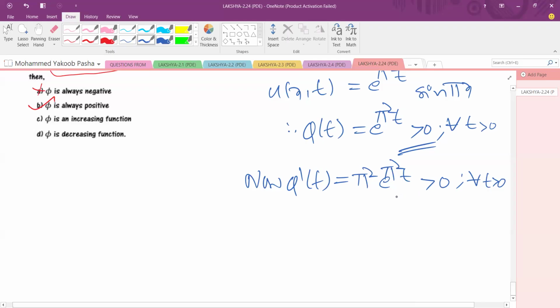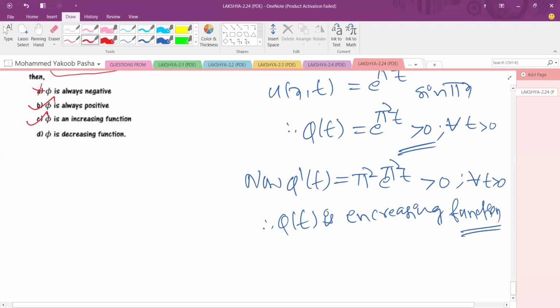Increasing or decreasing? A positive value means increasing. Okay, increasing function. Therefore, the function of t is increasing. Less than 0 means decreasing. So, what is my increasing function? What is my right option? Option C is the right option.